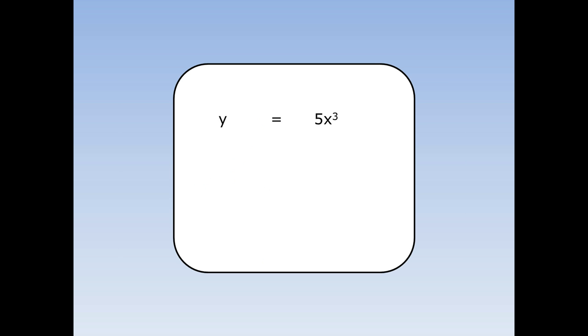What about if I've got a number in front as well? Y equals 5x cubed, exactly the same. The gradient dy by dx, 3 drops down the front and multiplies, and 3 take away 1 is 2. 3 times 5 is 15, so the gradient dy by dx is 15x squared.